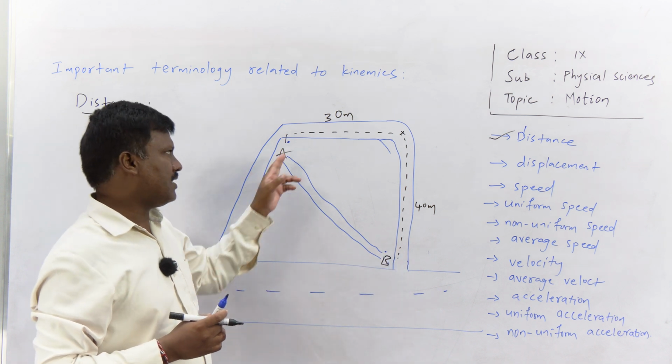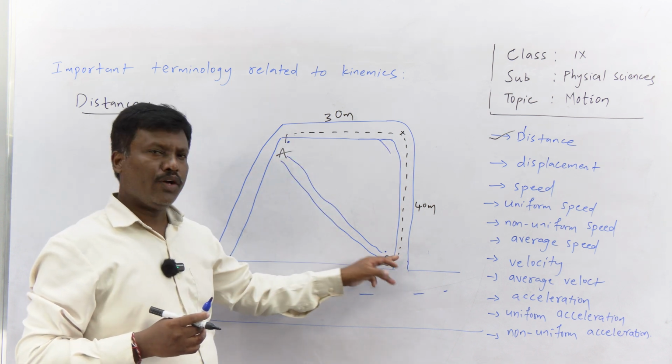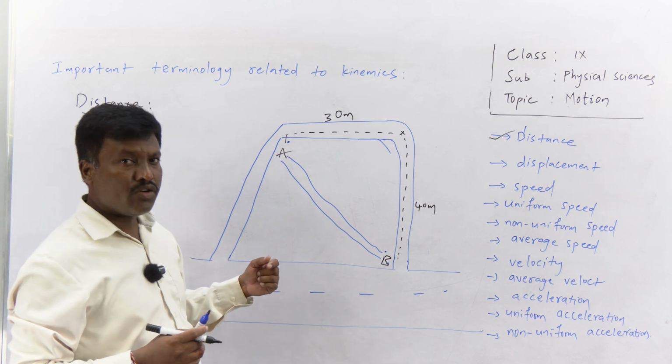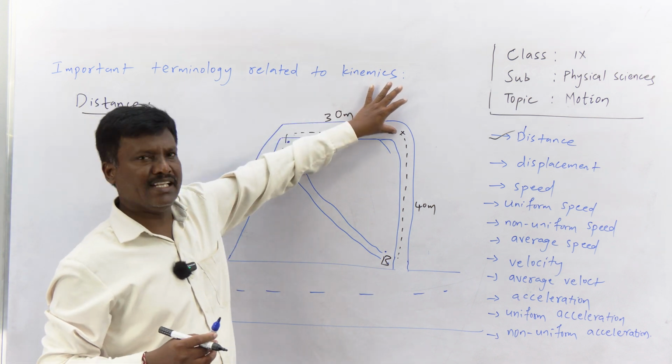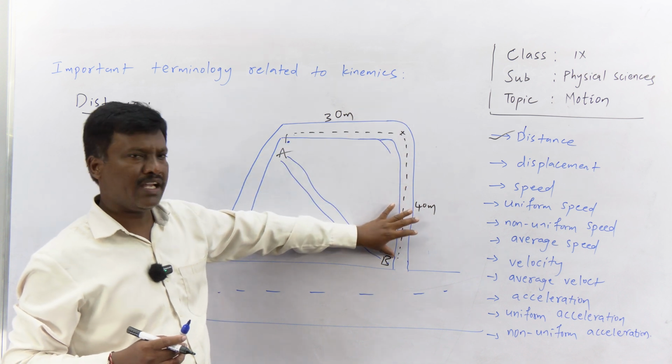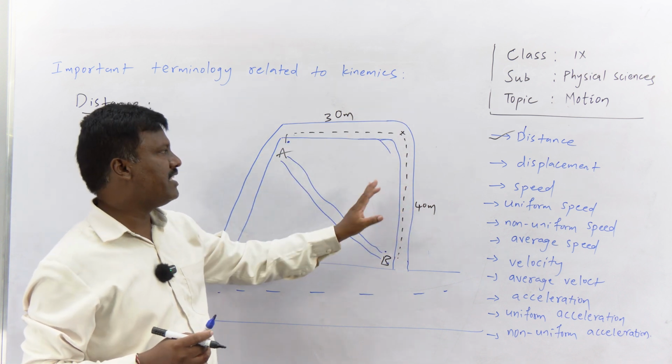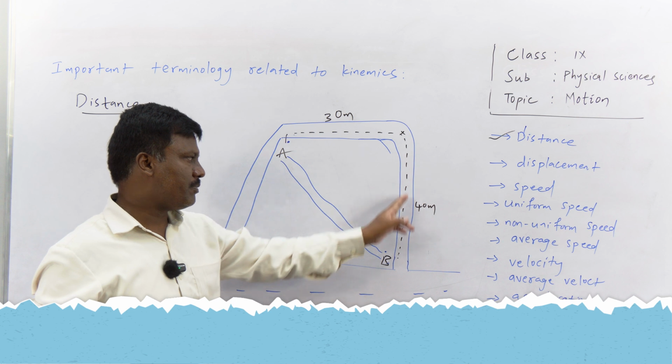So what is the path? This is the path you have taken. What is the length of the path? Okay, how do we calculate the length of the path? First, from A to x we have to calculate. From x to B we have to calculate, right? Then we get the length of the path.